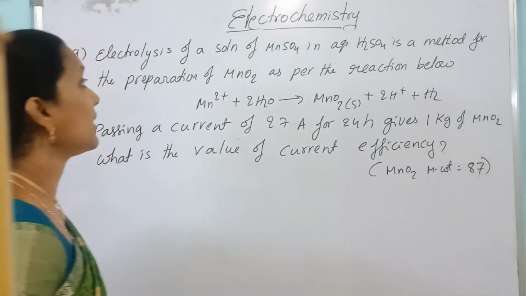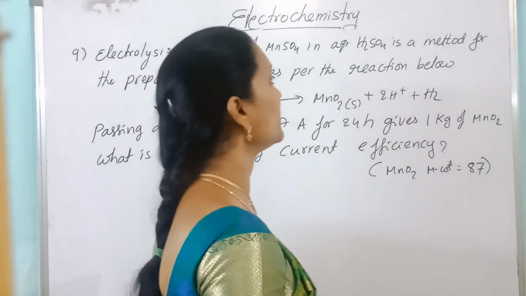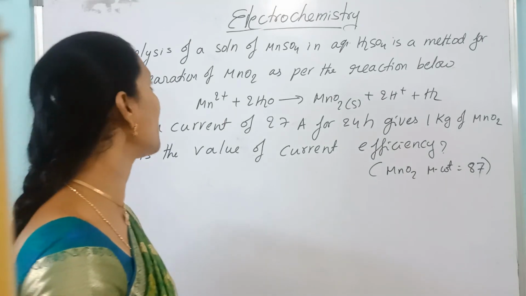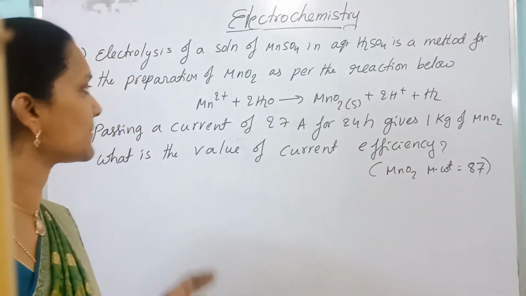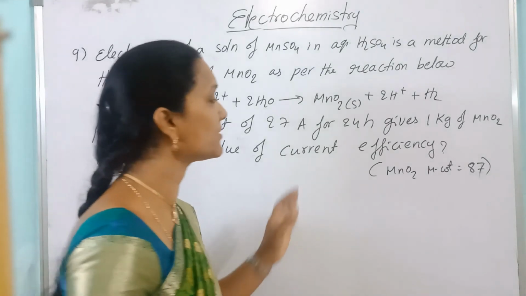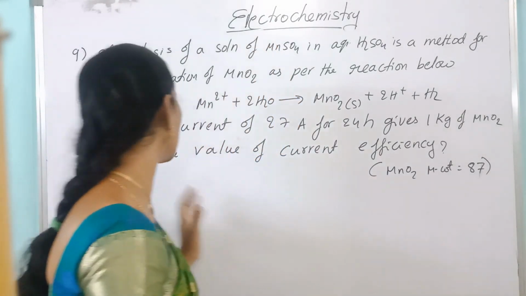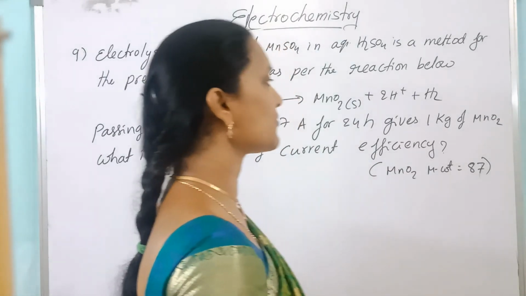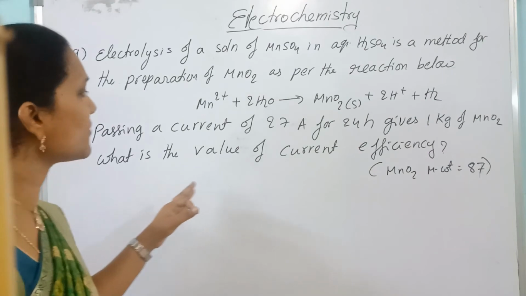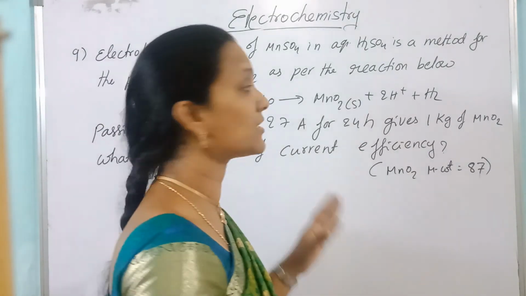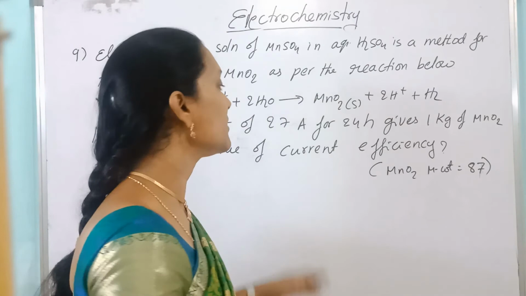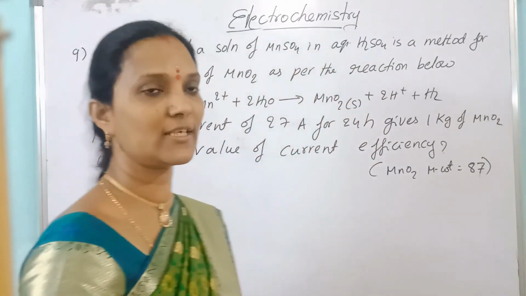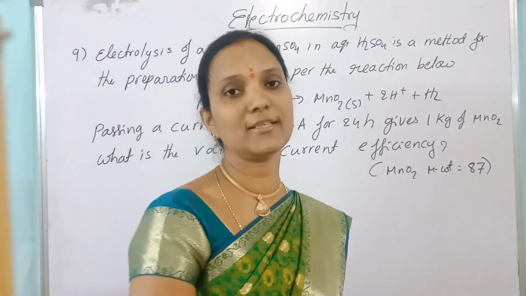Ninth problem. Electrolysis of a solution of MnO2 in aqueous H2SO4, acidic medium, is a method for the preparation of MnO2. As per the reaction, Mn2+ plus 2 H2O gives MnO2 plus 4 H+ plus 2 e-. Passing a current of 27 amperes for 24 hours gives 1 kg of MnO2. What is the value of current efficiency? So this is the problem related to current efficiency. Molecular mass of MnO2, 87, is given.